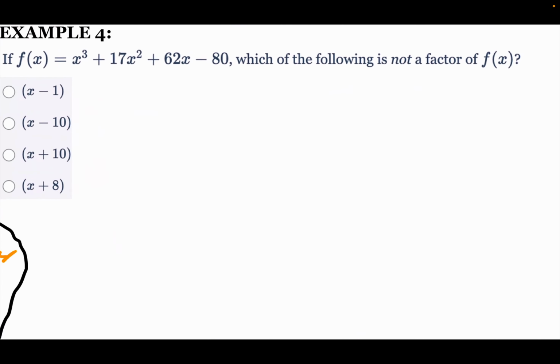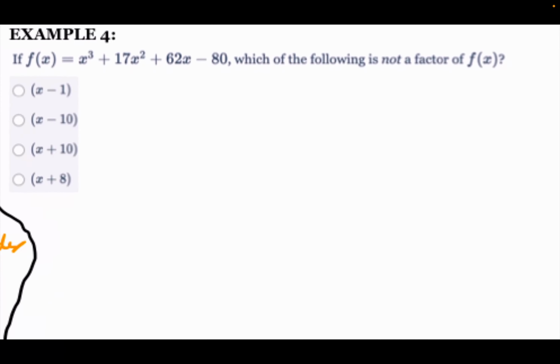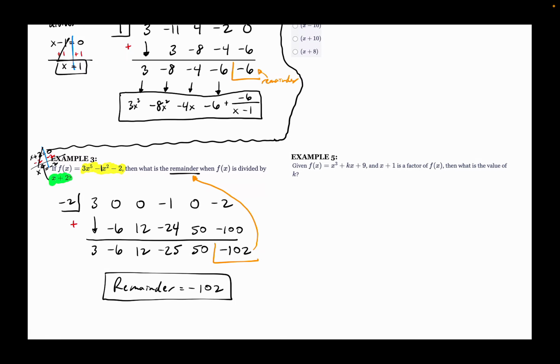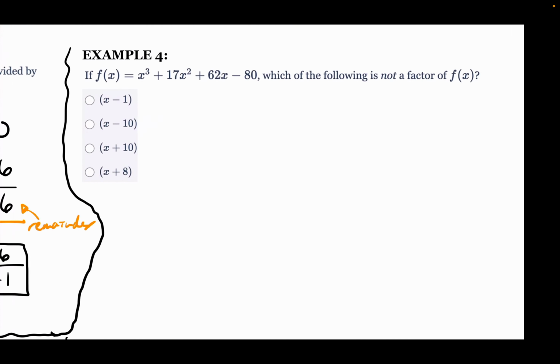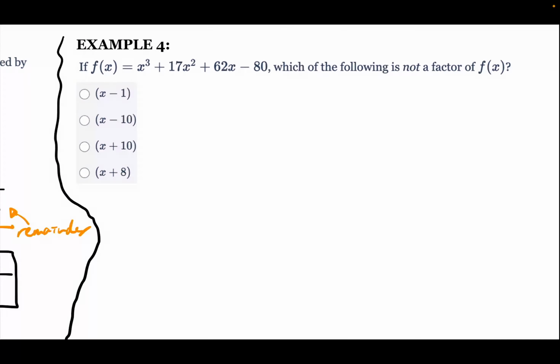All right, so last two. So the last three problems, 3, 4, and 5, are like the ones you will see on the test next week. These are the types of problems you're going to see for division. Okay? So it says, if f of x, again, don't worry about the f of x part, x cubed plus 17x squared plus 62x minus 80, which of the following is not a factor of this guy?